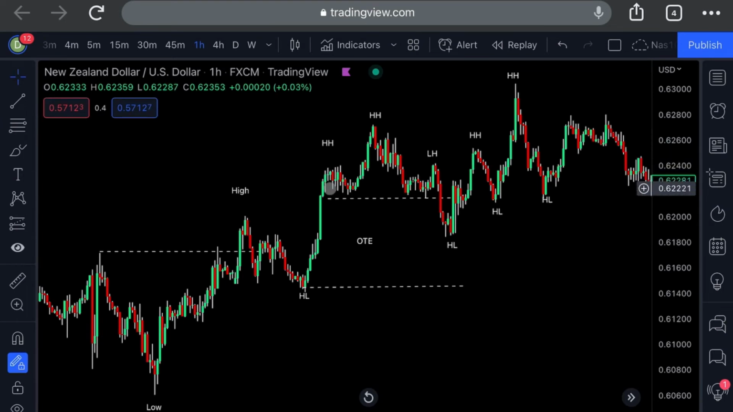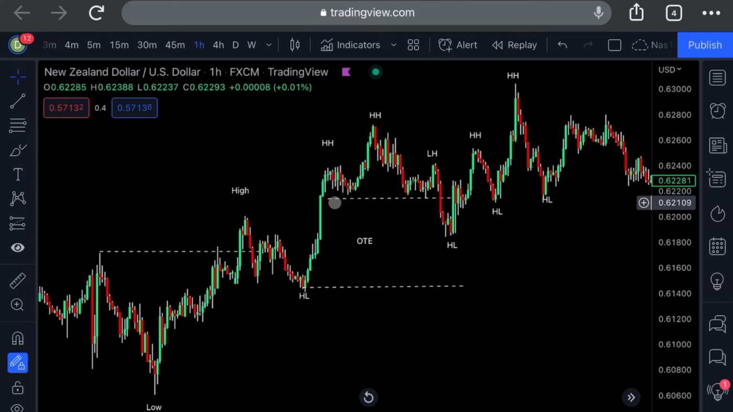After that, we formed the base. Right here, as you see this line right here, we formed the base. Price created an extreme high, higher than this high, considered a high high. Then traded back down to the base and created a lower high, lower than this high, but relative to this high right here, this is what we called an optimal trade entry.